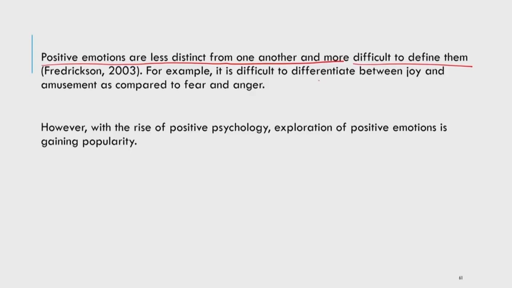For example, it is difficult to differentiate between joy and amusement as compared to fear and anger. Fear and anger, we can distinguish very specifically in terms of experience, in terms of physiological correlates, in terms of behavioral tendencies. But such distinct differences are not there in positive emotions. So, this is also another reason why they are probably less studied.